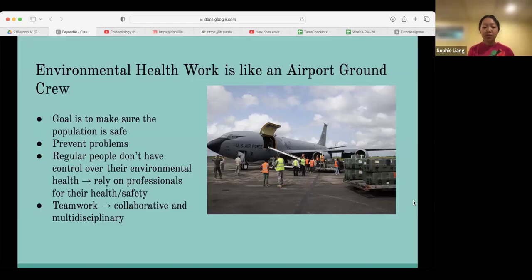It's very collaborative and multidisciplinary. There's a lot of big problems. Big problems require big solutions, and one way to solve big problems is to get a big team and have everyone work together. This is just like an airport ground crew, because all the different members have to work together in order to do one job of making sure the plane is safe to take off and land. So teamwork is very important.